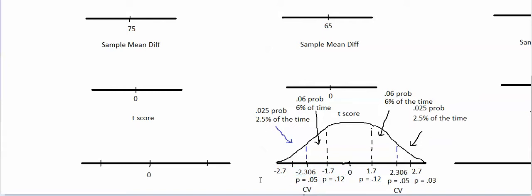So this is also 0.03. This t-score of 2.7 has a 0.03 chance of being reached, and this t-score of negative 2.7 also has a 0.03 chance of being reached. So I'll have you put another dotted line here. So basically every possible t-score on the number line has its own p-value, because every possible t-score has its own probability of being reached.